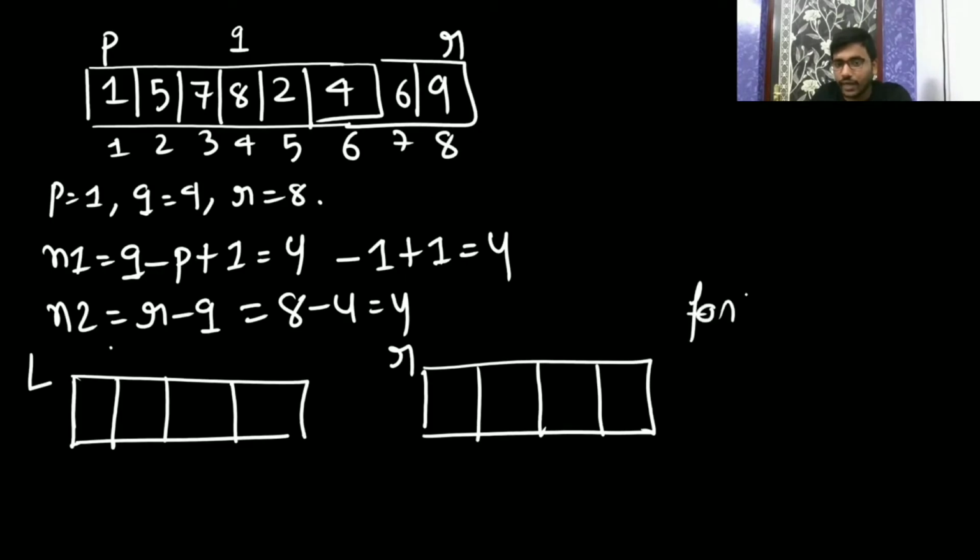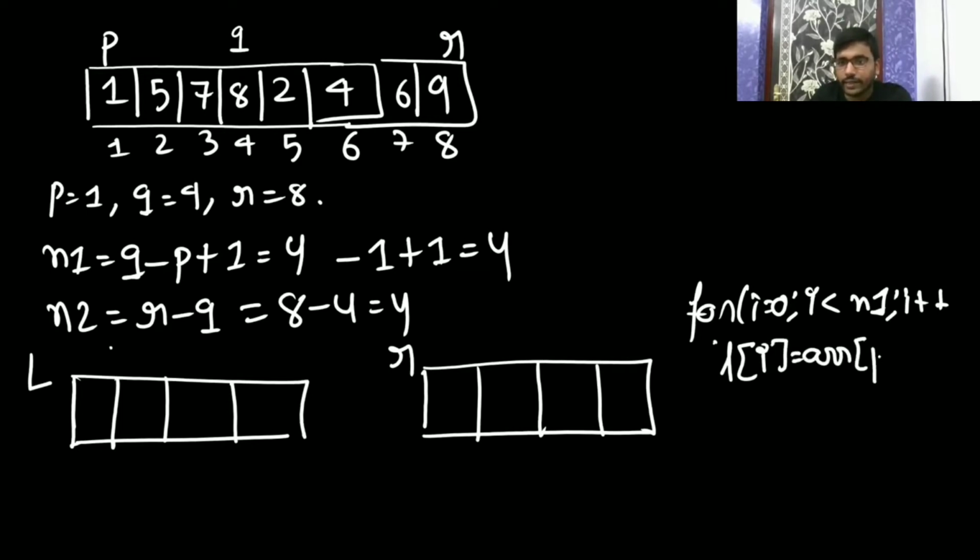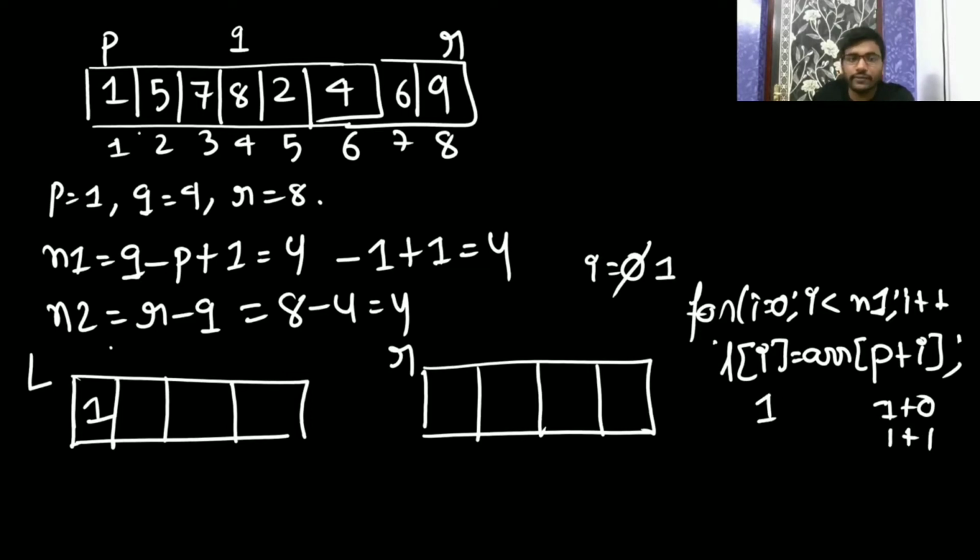So you are writing here for i equal to 0 till i is smaller than n1, i plus plus, you are writing left of i is going to have array of p plus i. So first p is your 1, so 1 plus 0, because i is your 0 initially. So left of 0 is going to have array of 0, which is 1. Then I will increment to 1, then 1 plus 1, 2. So here in left of 1, you are going to have this element 5.